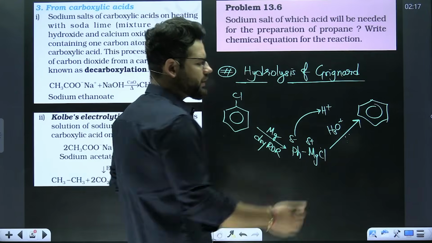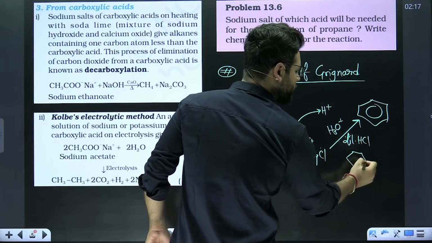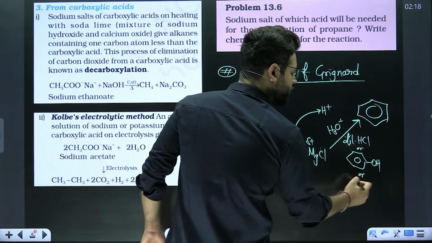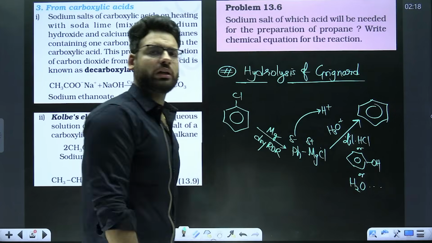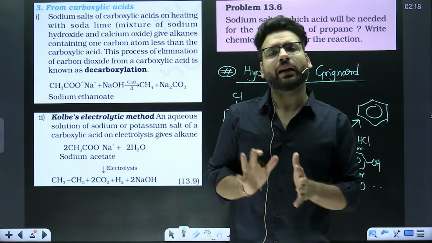For this they can mention dilute HCl. They could mention phenol, because phenol is also an acidic compound. They could mention H2SO4. They could just mention water, etc. Any of these reagents they can mention, right? All right. So this was from alkyl halides.